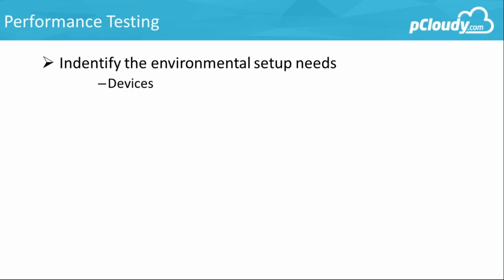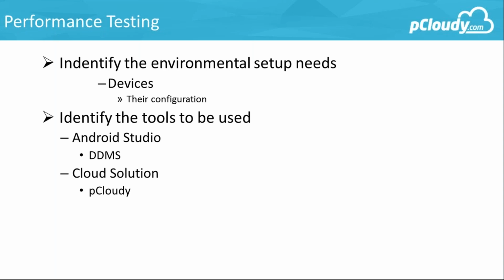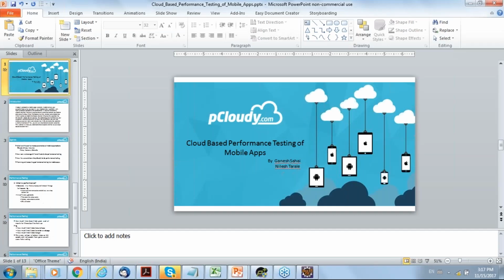Now when it comes to identifying the environmental needs, depending upon your target group, you need to look at what kind of devices you're going to support and what their configurations are, in terms of processors, memory, and so on. Then you have to identify the tools to be used to do this kind of testing. Typically, if you are working in Android Studio, you have some tooling available, like DDMS and Android Monitor, or you can use cloud solutions like pCloudy. And then you execute and report the results.